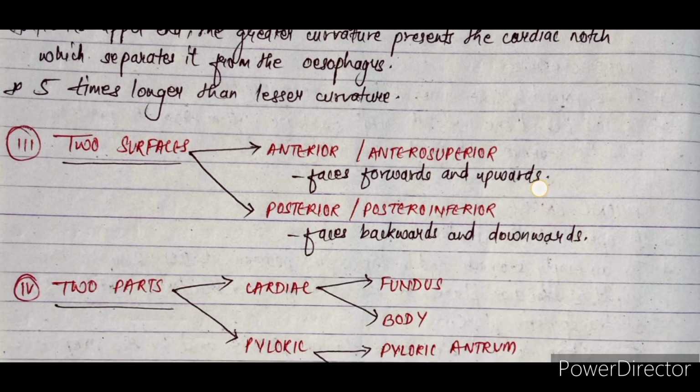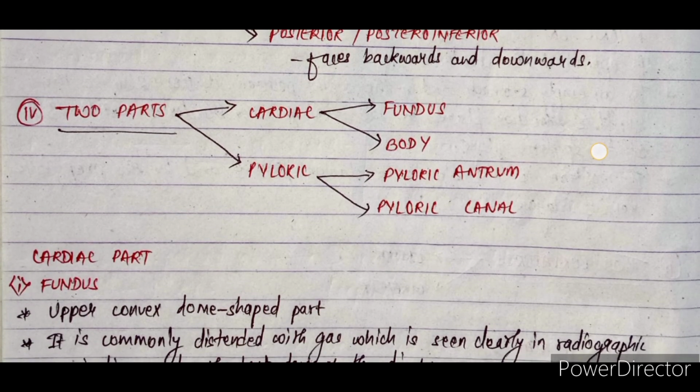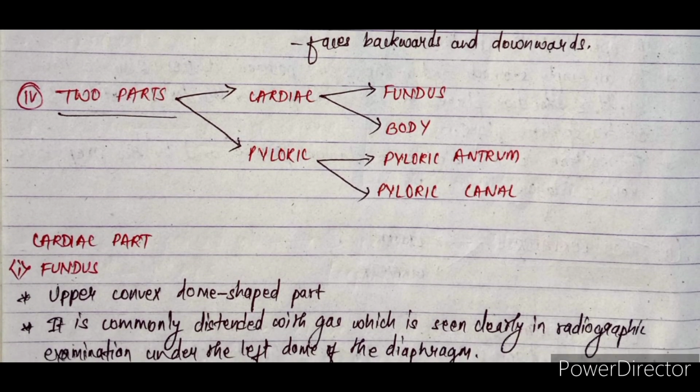Stomach has two surfaces, anterior or anterosuperior, which faces forwards and upwards, and next one is posterior or posteroinferior surface, that is it faces backwards and downwards. Stomach has two parts, that is cardiac and pyloric part. The cardiac is further divided into fundus and body, whereas the pyloric part is further divided into the pyloric antrum and pyloric canal.